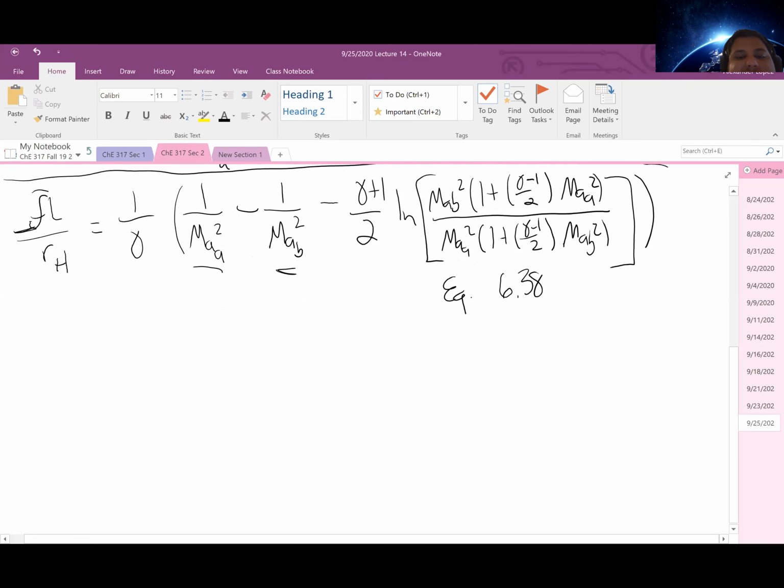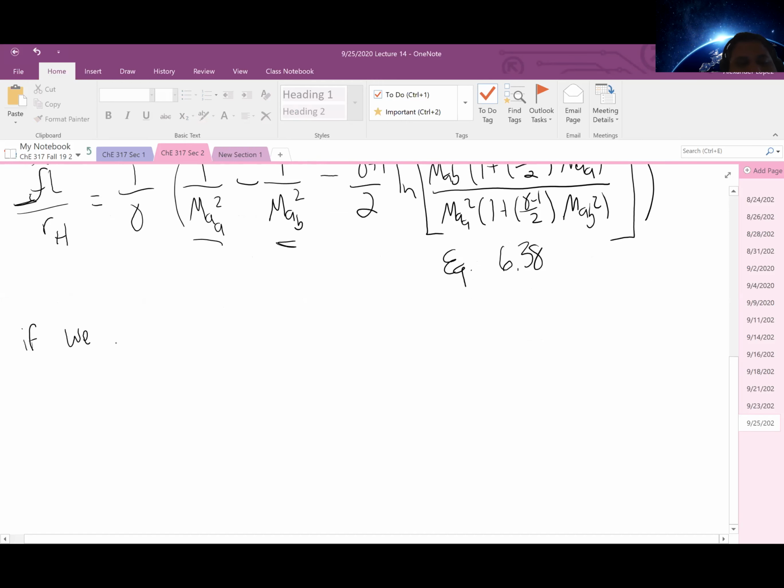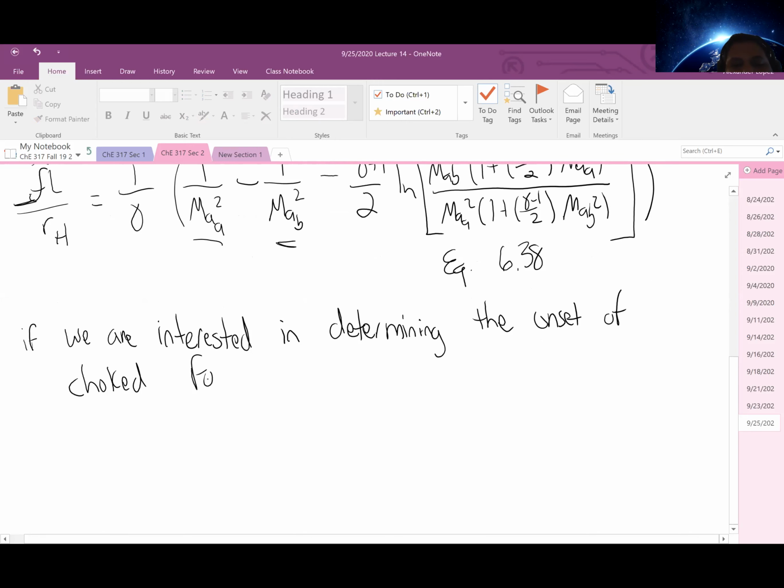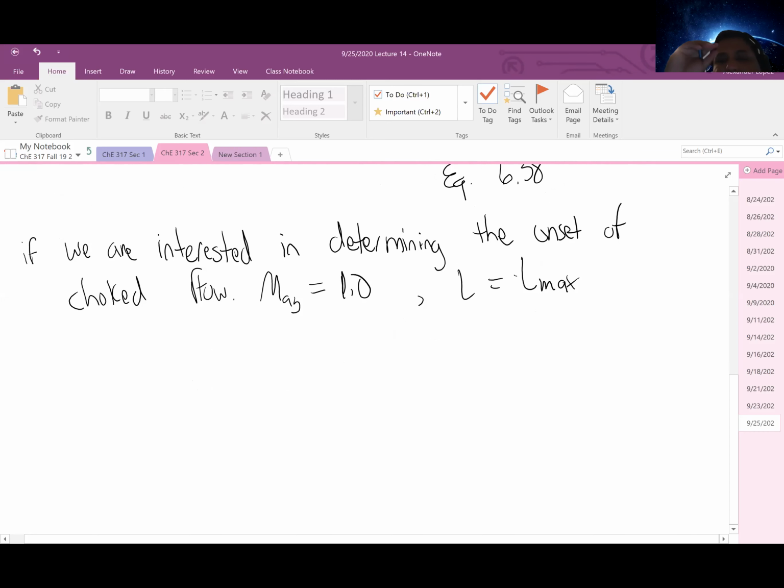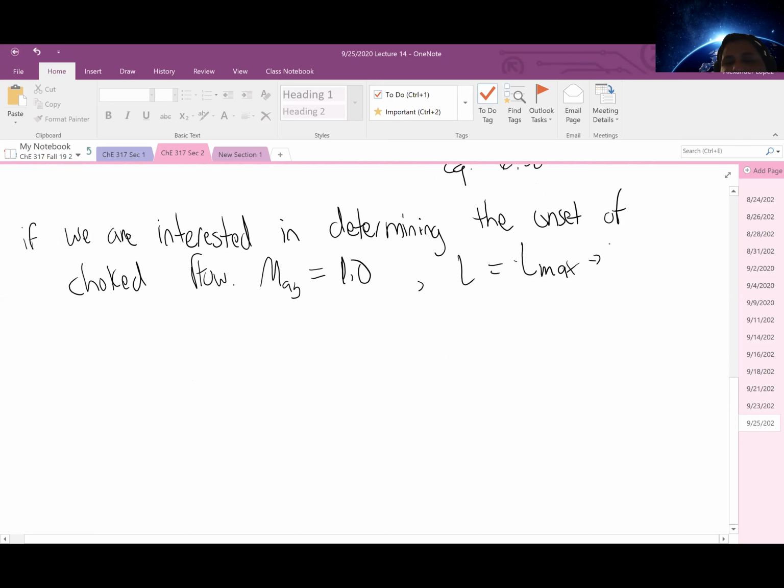Now, if we're interested in determining the onset of choked flow, we can set our outlet Mach number, M_B, equal to 1, which means our length becomes a maximum length or a maximum value before choked flow occurs, and we call this the maximum conduit value.